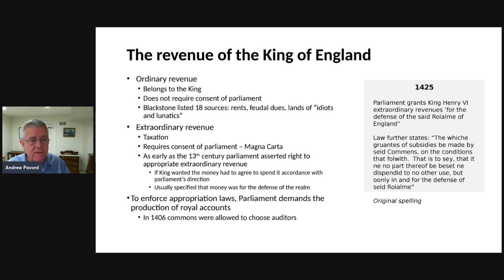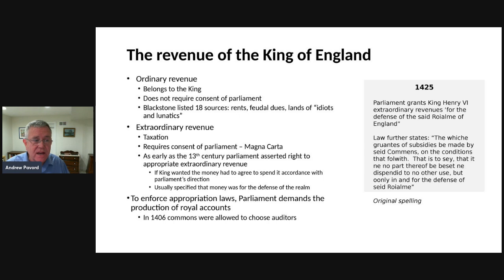And so the king, if he wanted to finance a war, had to go to Parliament and get them to approve a loan. Taxes. But what did this lead to? As early as the 13th century, Parliament began to assert the right to appropriate extraordinary revenue. And what that basically meant is that the Parliament said, if you're going to raise taxes, we're going to tell you what you spend the money for.